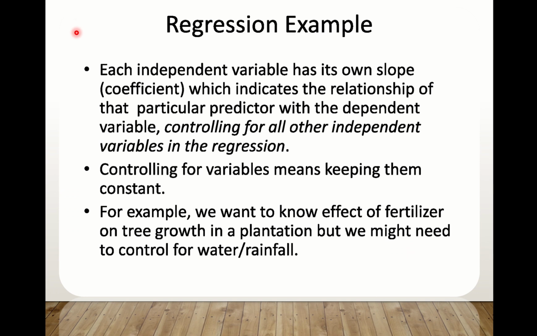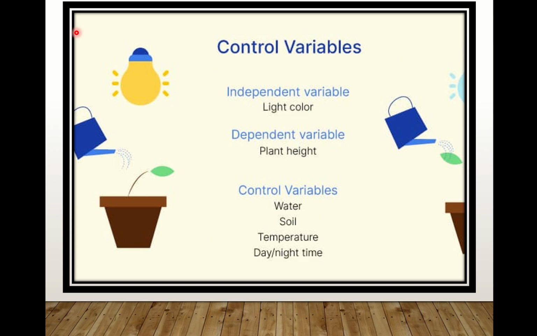So another function of regression, like I mentioned before, is that it allows us to control variables, right? Imagine I have a dependent variable y, which is plant height, and I'm trying to predict how high a plant is going to grow based on 5 different independent variables. One variable is light color, and then we have water, soil, temperature, and how much daytime and nighttime they get.